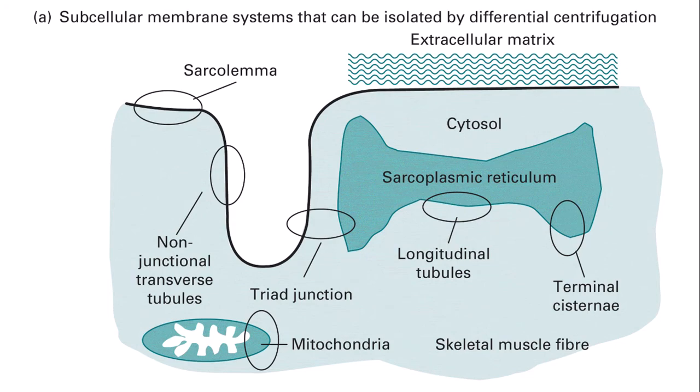Now here we can see the structure. Sarcolemma is here. There are non-junctional transverse tubules, there is one portion prior to the junction, cytosol, and all these are extracellular matrix that we are talking about. This is the sarcoplasmic reticulum, these are the longitudinal tubules, these are the terminal cisternae, and the mitochondria and other organelles are present here. This is the skeletal muscle fiber which we can discuss here.